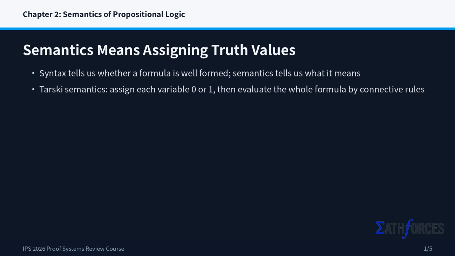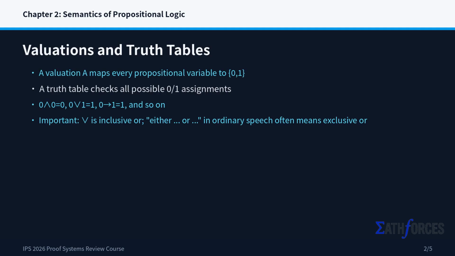Give each variable a truth value, either 0 or 1, and then evaluate the whole formula by applying the rules for the connectives. Evaluation is simply a function that maps propositional variables to 0 or 1. Once we have evaluation, we can compute the truth value of any formula.